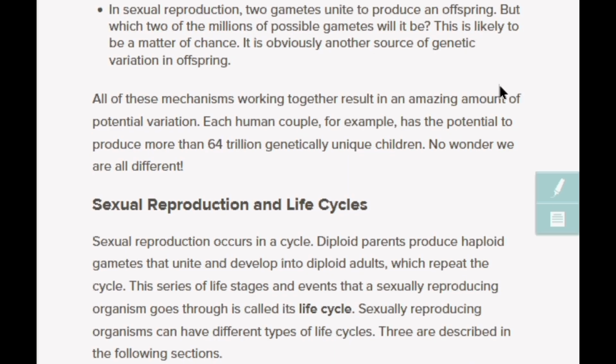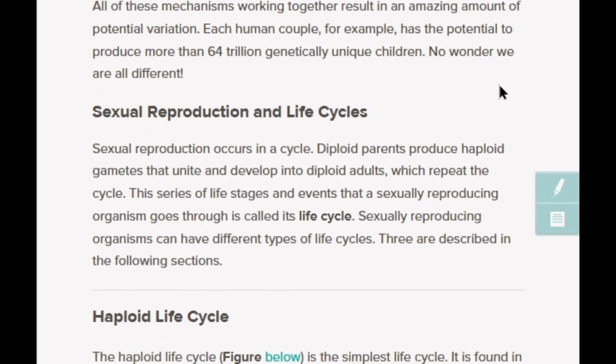All of these mechanisms working together result in an amazing amount of potential variation. Each human couple, for example, has the potential to produce more than 64 trillion genetically unique children. No wonder we are all different. Sexual reproduction and life cycles. Sexual reproduction occurs in a cycle. Diploid parents produce haploid gametes that unite and develop into diploid adults, which repeat the cycle. This series of life stages and events that a sexually reproducing organism goes through is called its life cycle.